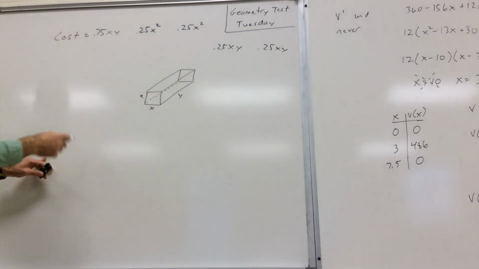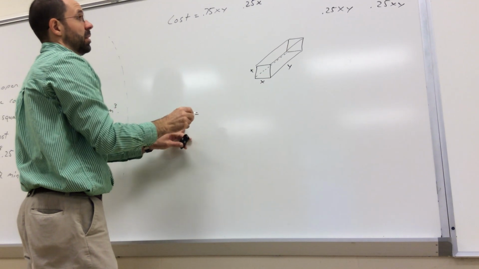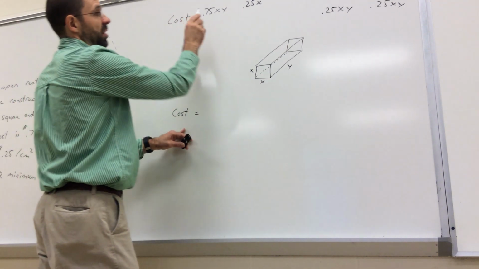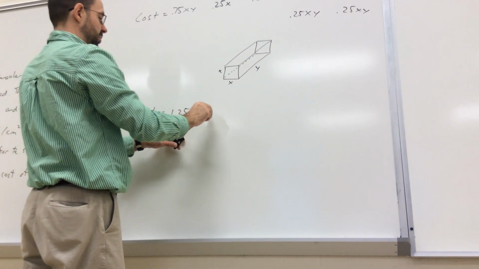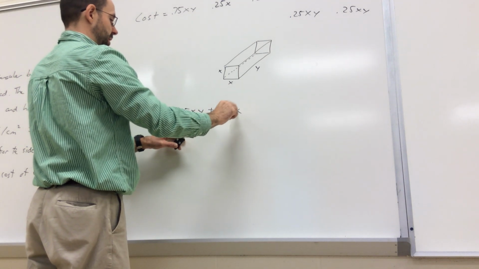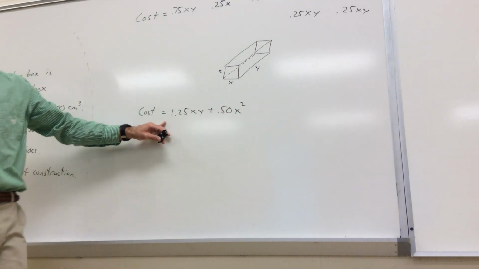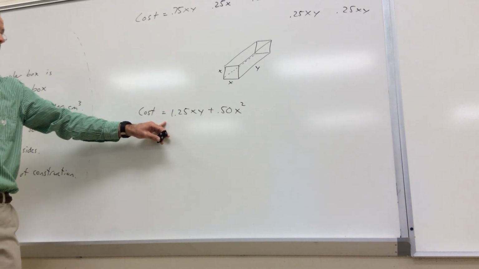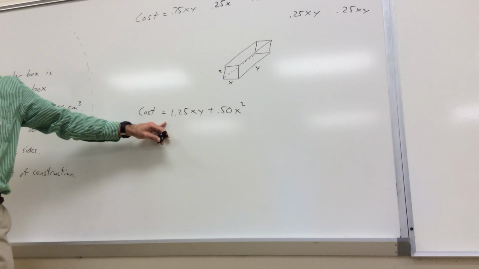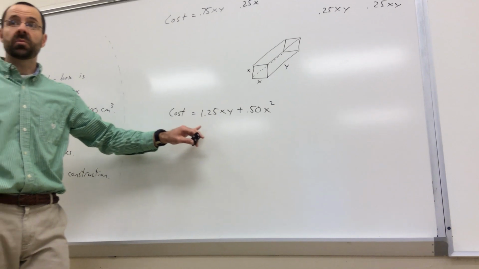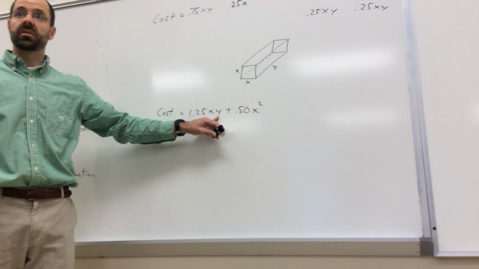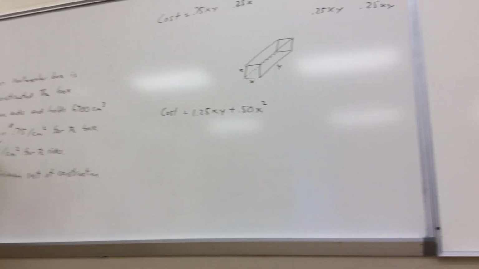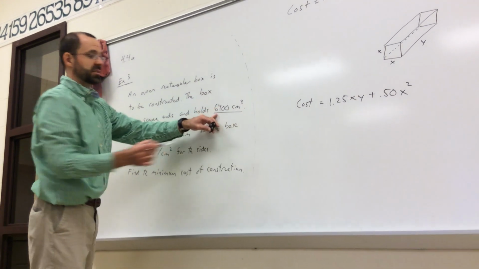So I'm going to add all those together. So total cost is, let's see, 0.75xy plus 0.25xy plus 1.25xy plus 0.5x squared. So there's my cost. Now this is the first time we've had two variables. So before we can figure out the max or the min of this, we need to get rid of this variable, the y. And that comes from the fact that we know that the volume is 6,400.